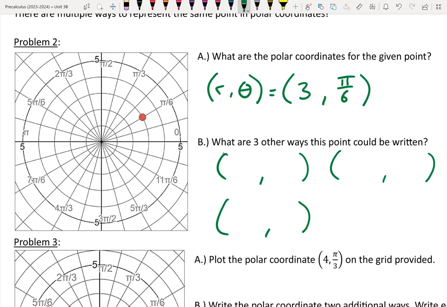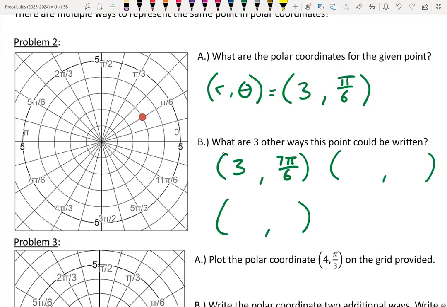All right, you've had some time to think. Any thoughts out there? Anybody want to give me one that they thought of? 3 comma what? Negative 7 pi over 6. All right, let's see if that works. So negative 7 pi over 6. So this is positive 7 pi over 6. So negative 7 pi over 6 would put me here, and positive 3 would put me here. Is that the same point? No, so let's try that again. 3 comma what?